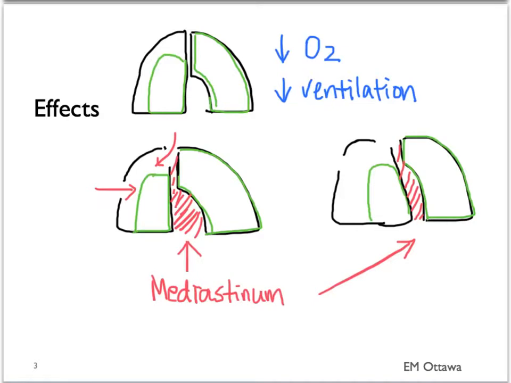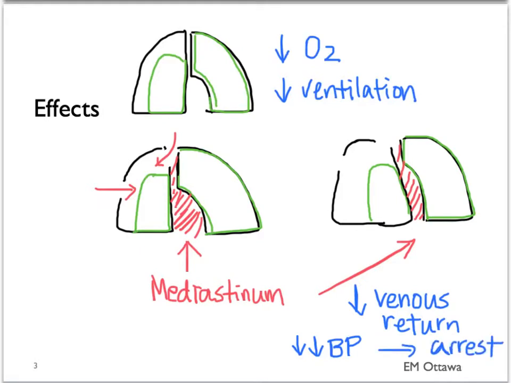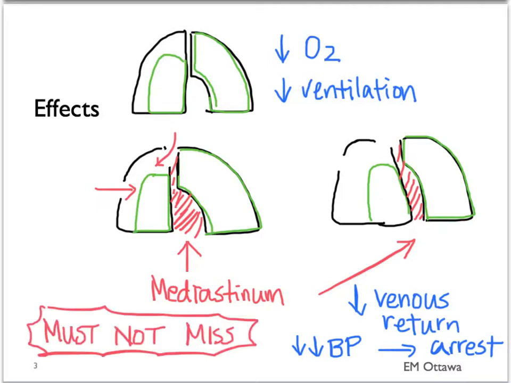As a result of that, there is decreased venous return to the heart. Blood pressure then drops, and the patient can go into cardiac arrest. Therefore, a pneumothorax is a must-not-miss diagnosis.